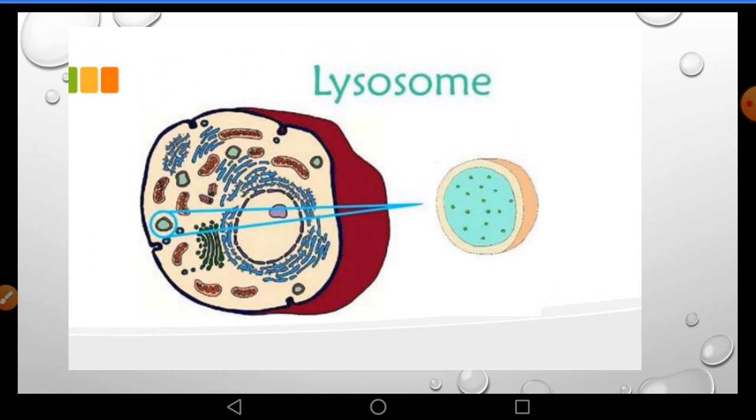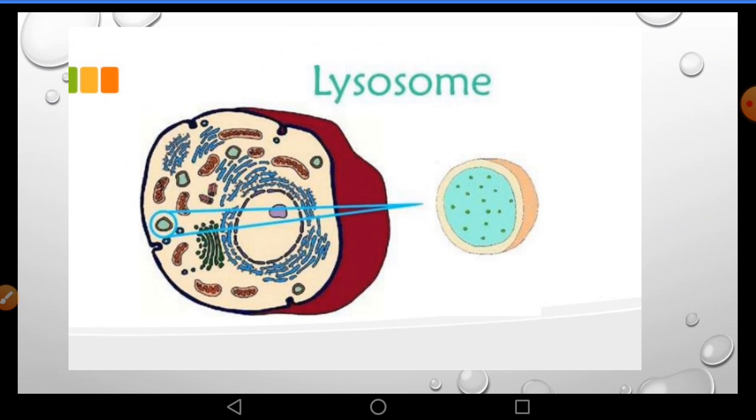Why does it break down? Because they contain powerful digestive enzymes. उनके अंदर एक digestive enzyme होता है which breaks down all the organic material to simpler form. So during disturbance in cellular metabolism, for example, when the cell gets damaged, lysosome may burst and the enzymes digest their own cell. खुद के cell को ही digest कर सकता है. Therefore, lysosomes are called the suicide bag of the cell, and they are the cleaners.